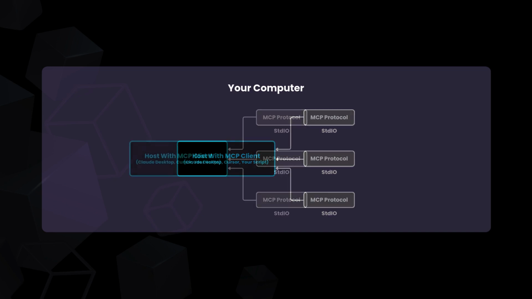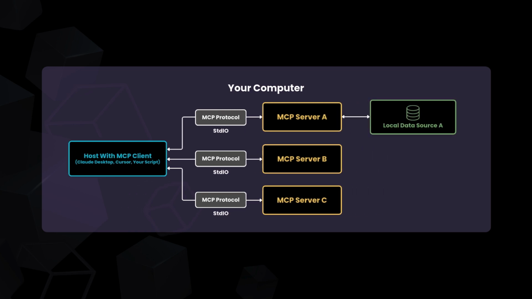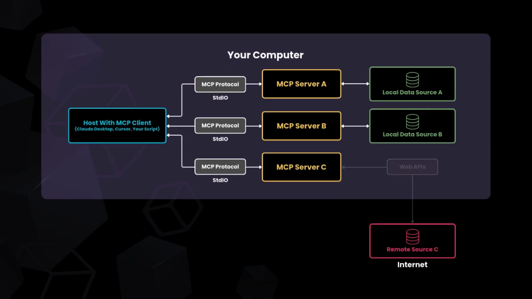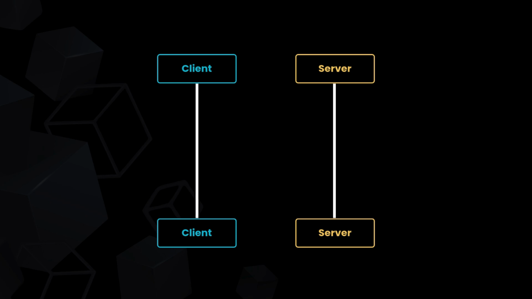Picture your computer hosting an MCP client that speaks standard input and output to 3 local MCP servers: Server A, Server B, and Server C. Each server connects to its own data source. Server A talks to local data source A, Server B talks to local data source B, and Server C can even reach out via web APIs to remote services. All of them use the same MCP protocol over standard input and output, so your host orchestrates multiple tools in parallel without extra wiring. For a remote connection, it uses MCP's communication handshake.